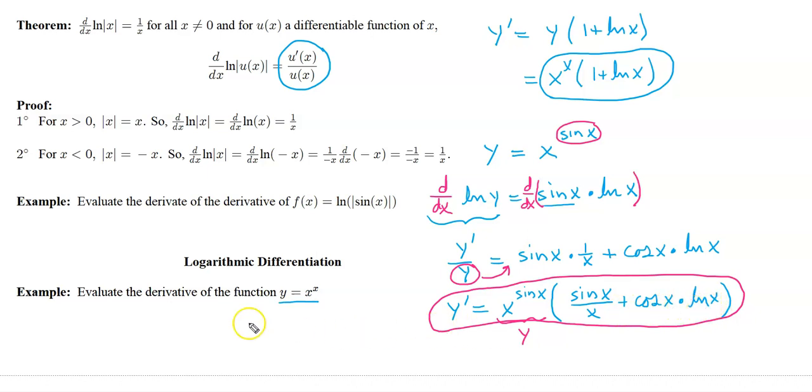And that concludes our discussion about logarithmic differentiation.